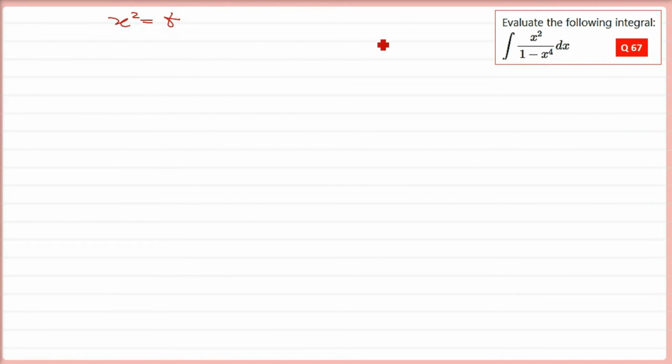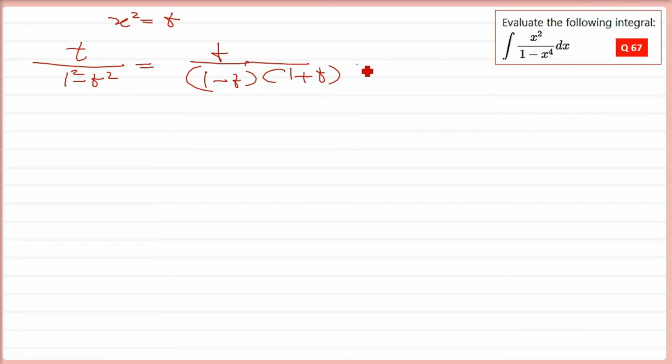So we'll take x square as t now. So this will be t divided by 1 minus t square, because t was taken as x square. So this will be t divided by, or a square minus b square formula I will use. 1 square minus t square is what? 1 minus t into 1 plus t. So you can equate with a divided by 1 minus t plus b divided by 1 plus t, because we need to find out the partial fraction constants a and b.